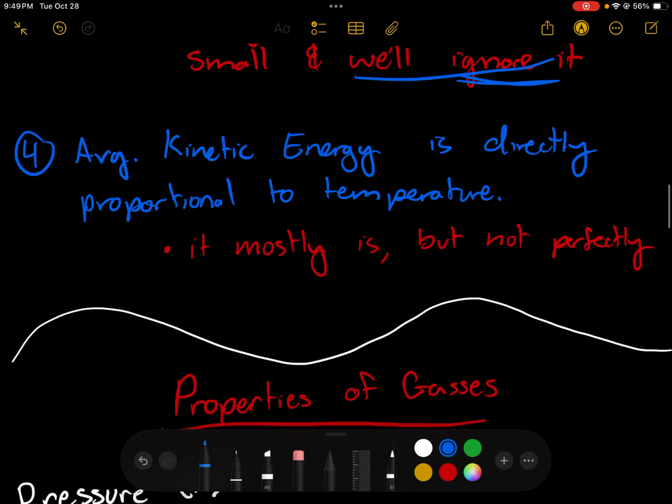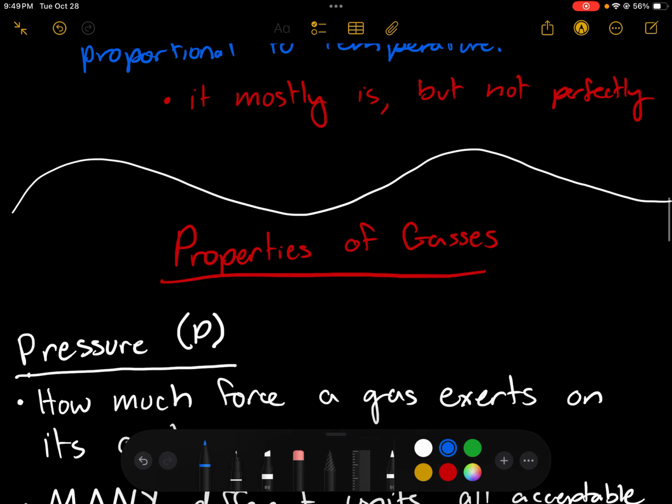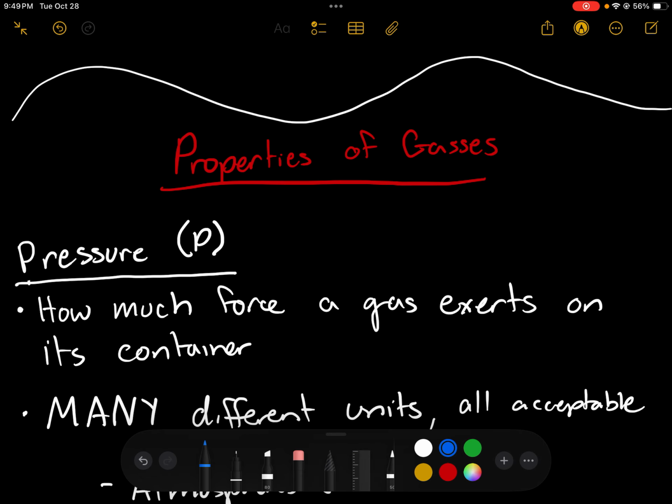And then finally, our 4th assumption is that our average kinetic energy is directly proportional to temperature, which it mostly is, and those are pretty much almost the same thing, but it's not perfect, and so the difference between those two things is so small that we're just going to pretend it doesn't exist. All right? And all of those assumptions are going to make our math very nice.